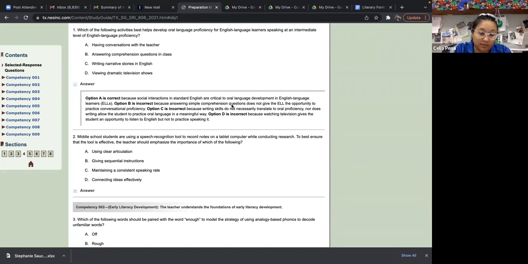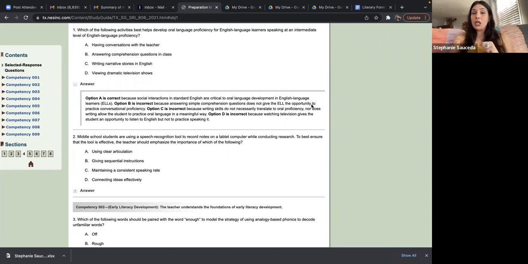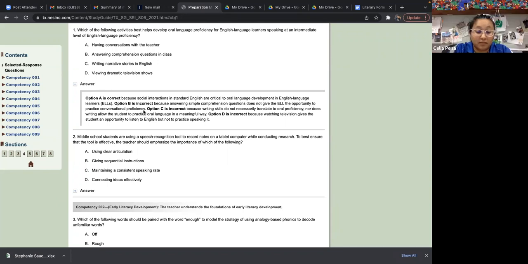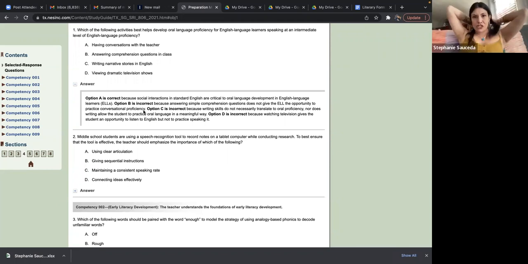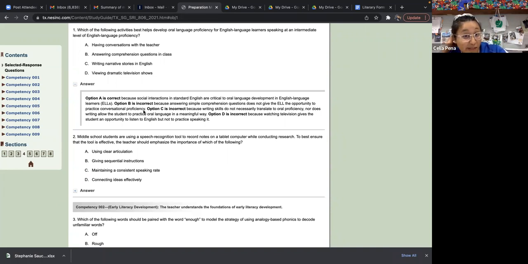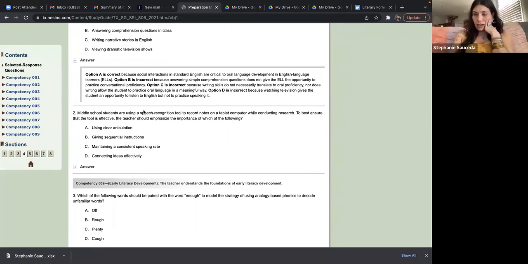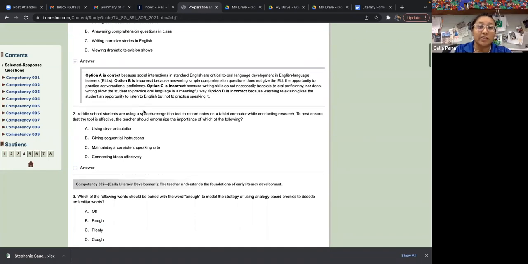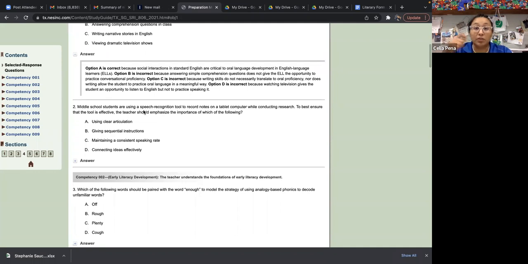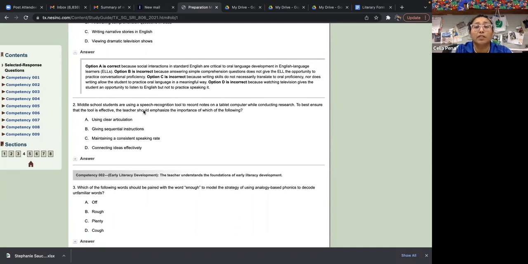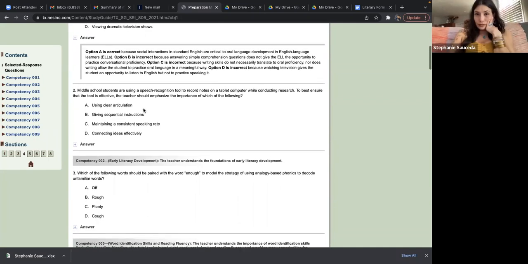So answering simple comprehension questions does not give the ELL the opportunity to practice conversational proficiencies. Oh, so maybe they were answering them on paper, which is even less, you know, that's less. That's more advanced high too. If it's written on paper and not orally, well, advanced will be okay still. They'd still be okay, but not going into great detail like the advanced high kids that know how to write really well. Right.